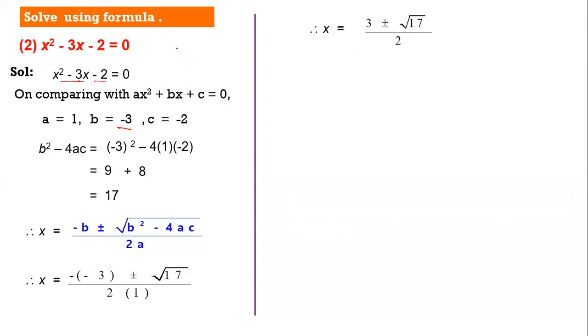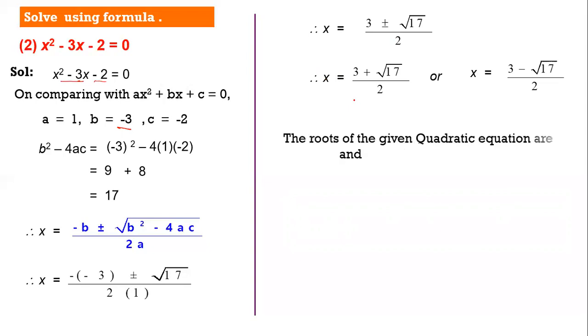We need to check if I can take anything common from the numerator. No, there is nothing common from the numerator. So let us solve it ahead. So x would be 3 plus root 17 upon 2, or x would be 3 minus root 17 upon 2. Then the final answer, the roots of the given quadratic equation are 3 plus root 17 upon 2 or 3 minus root 17 upon 2.